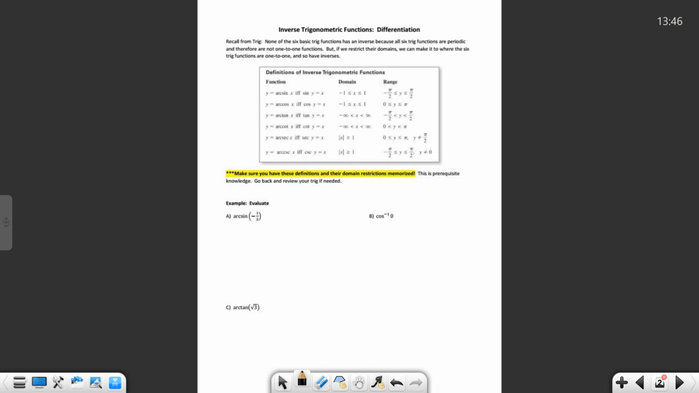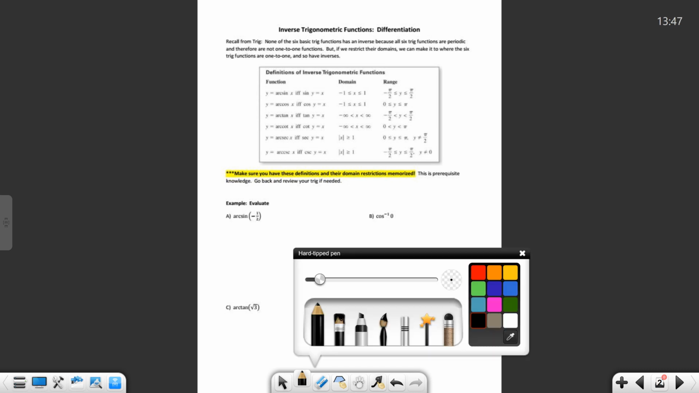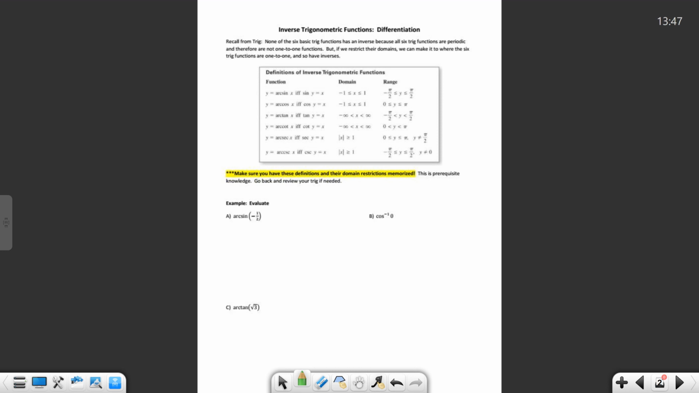Okay, so we are going to be looking at our inverse trig functions, and we're going to be looking at differentiation first. Again, I said this, but it's all prerequisite knowledge. You're supposed to remember your inverse trig from your trig class, but I'm going to go over just these examples A, B, and C really quick, just evaluating them so you remember how to do it. Make sure that you know where the inverse trig functions are defined.